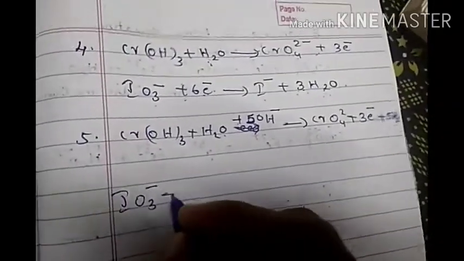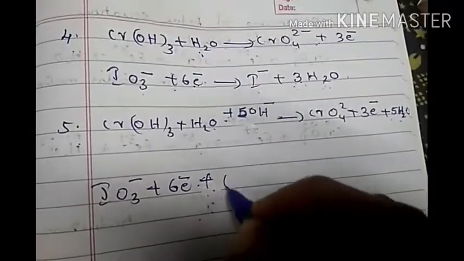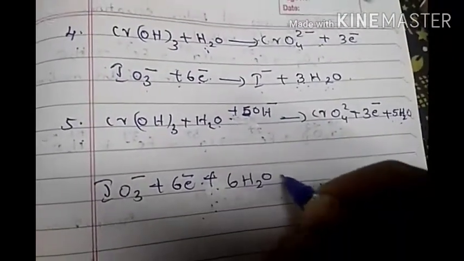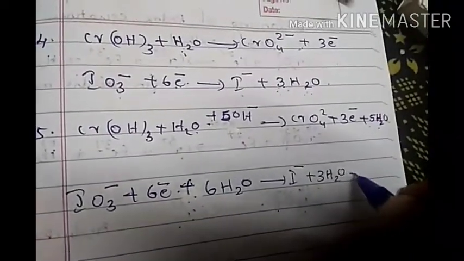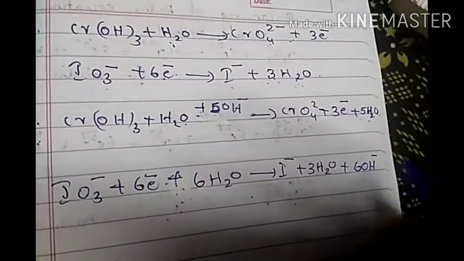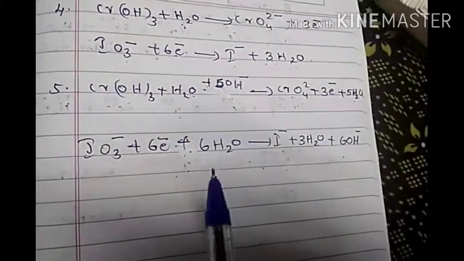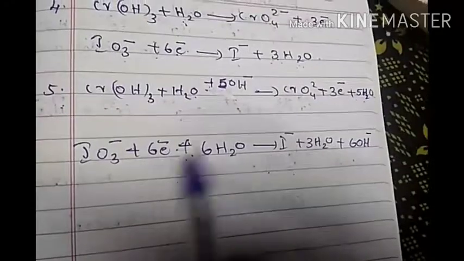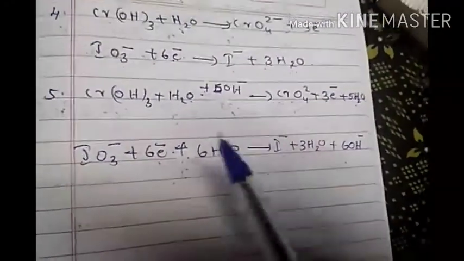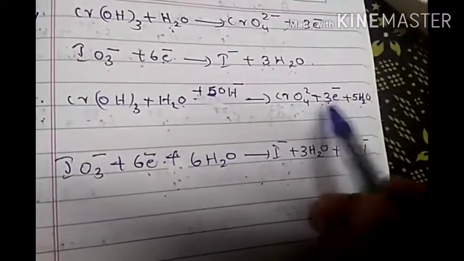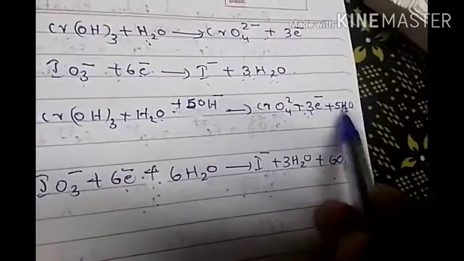IO3 minus plus 6 electrons. How many water molecules we have to add? 6. 6 H2O gives I minus plus 3 H2O plus 6 OH minus. Equal number of OH minus we have to add. Now in the next step we have to balance the number of electrons. In the first equation 3 electrons and in the second equation 6 electrons are there. So here we have to make it 6. For that we have to multiply with 2. The whole equation should be multiplied with 2.